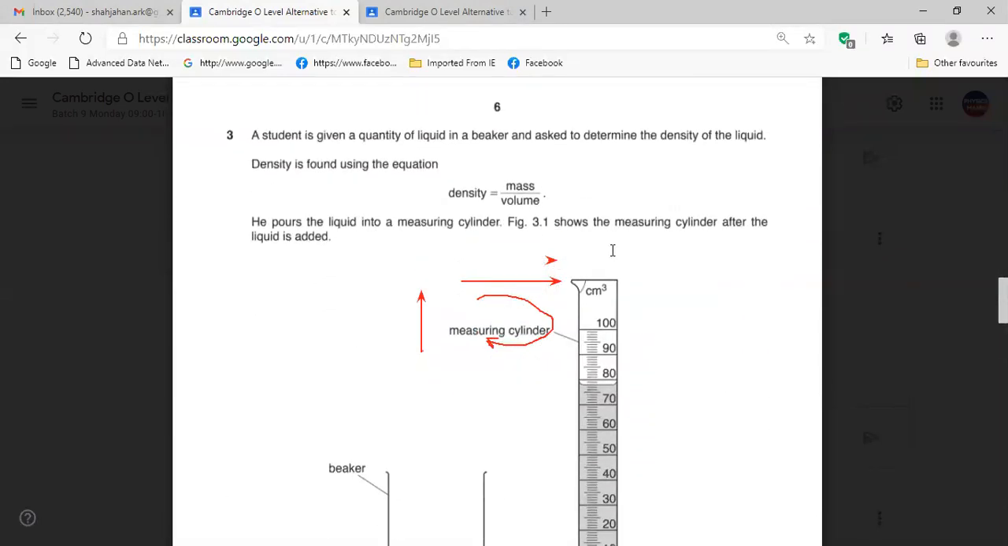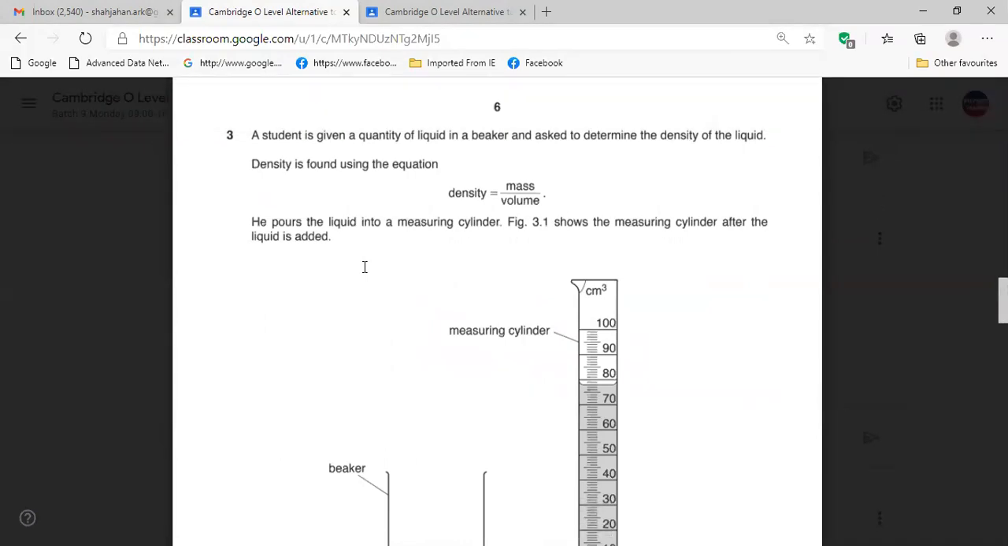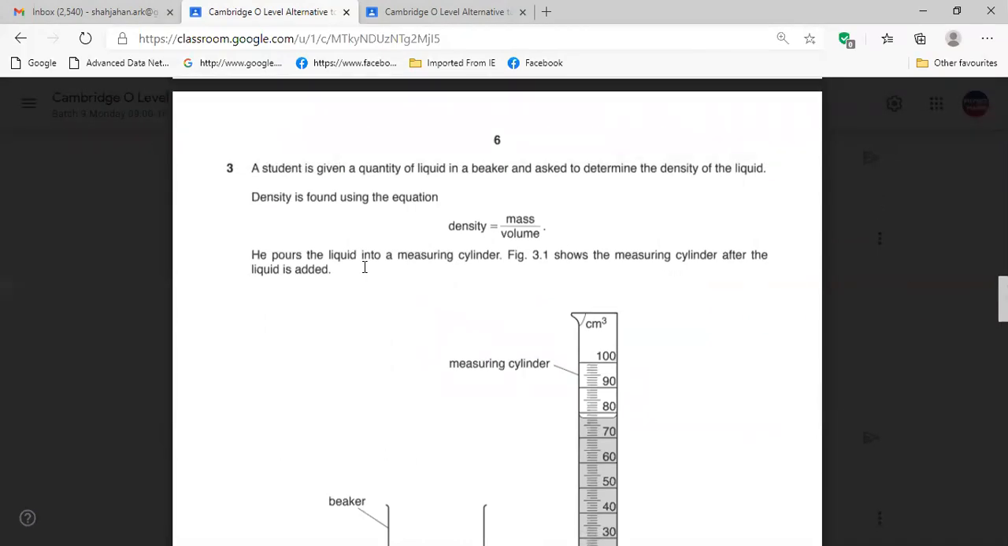Question three is related to the very basic idea, right? Density. Determine the density of liquid. So Kamjit, read the question.